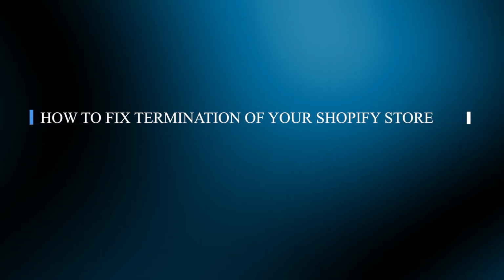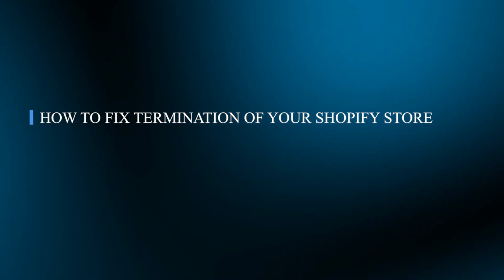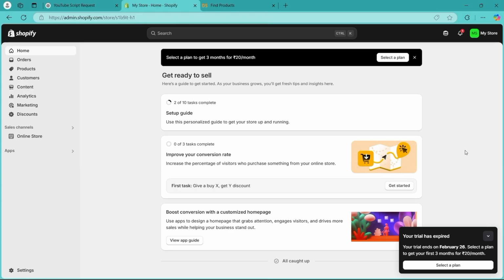Today I will show you how to fix Shopify termination of your Shopify store. So, if Shopify has terminated your store, it's usually due to a violation of their policies. Here's how you can fix it. The number one way is checking your emails for detail. Shopify sends an email explaining why your store was terminated. Look for reasons like policy violations, chargebacks, or suspicious activities.